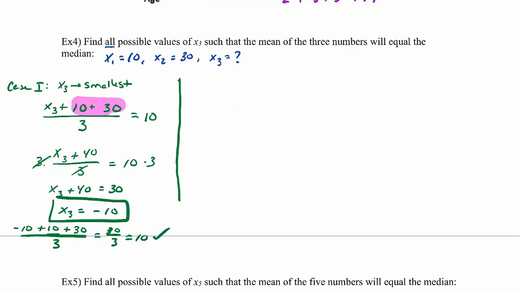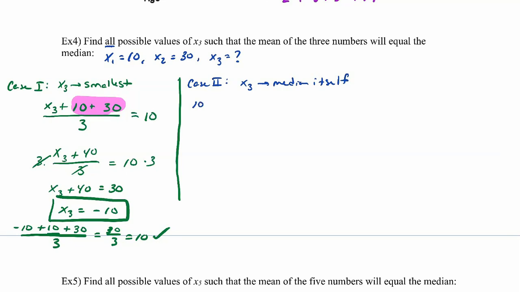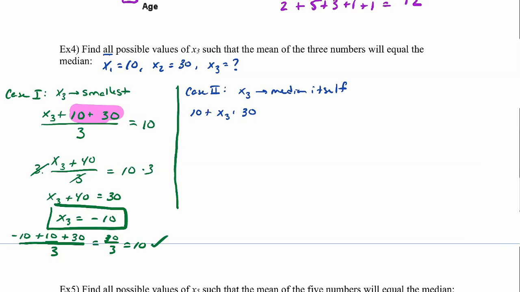Well, maybe it's not going to be the smallest of our values. Maybe x3 is actually in the middle. Maybe it's a number between 10 and 30. If that's the case, our smallest number is 10, the median is x3, and the largest number is 30. And now again, just like I did in case 1, I'm going to use this to set up a formula. To find the average, I would add these three numbers and divide by 3. And which one is in the middle this time? The median is x3.